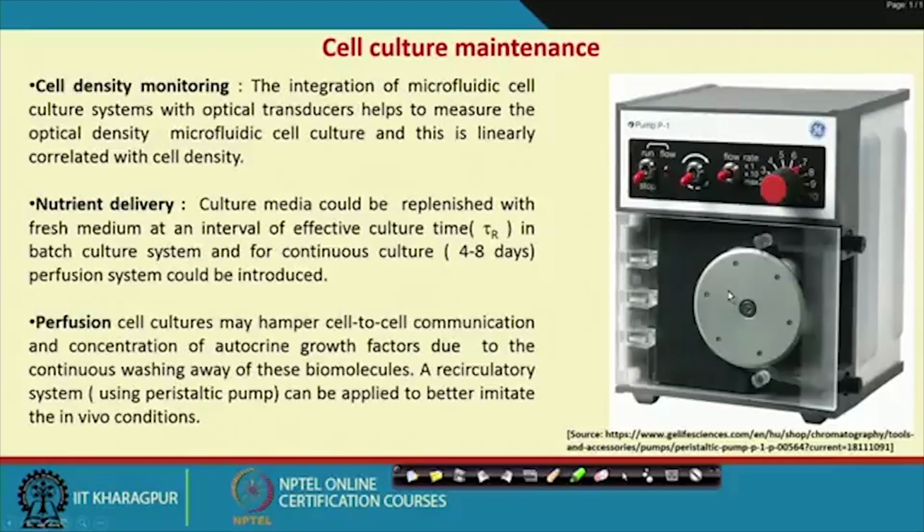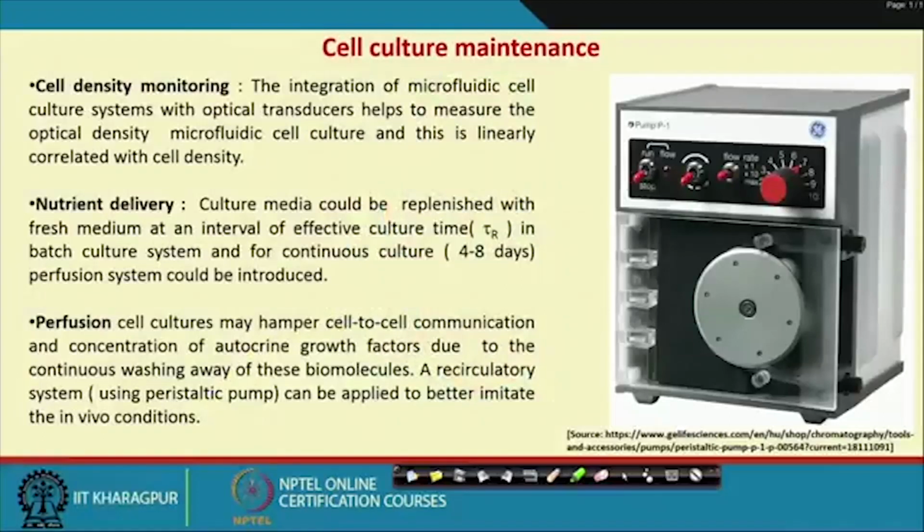So, how to maintain the cell culture? First is cell density monitoring, then nutrient delivery. Cell density monitoring you can do in different ways. Generally people are connecting an optical transducer in that system, then optical density will be taken, and optical density is directly proportional to the cell density. So, in that way you can determine how many cells are growing with respect to time.